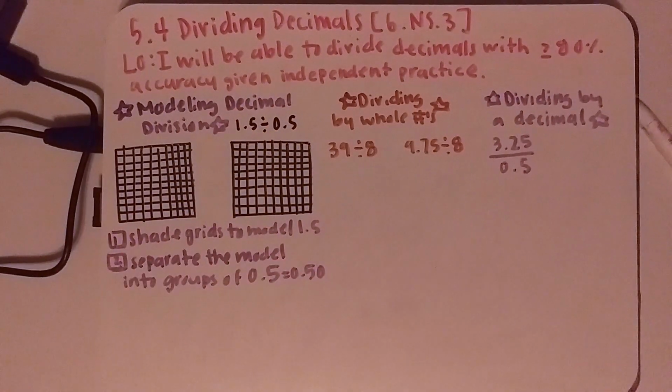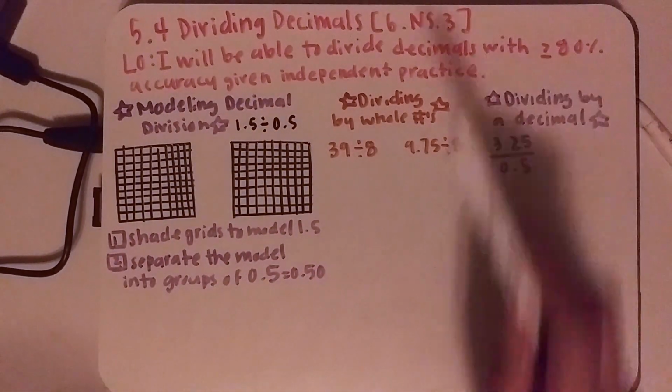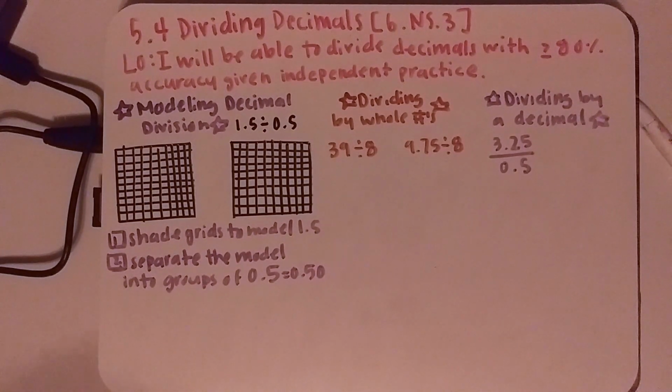Alrighty, you guys, so this is 5.4, divide decimals, as your standard, and then your objective is to be able to divide decimals with at least 80% accuracy given independent practice. So first thing we're going to do is model decimals again with our 100 grid.